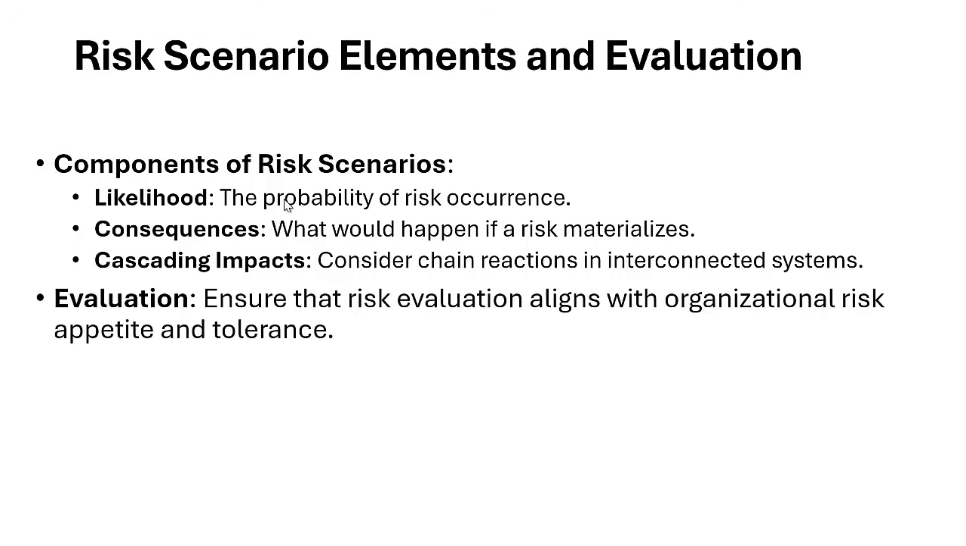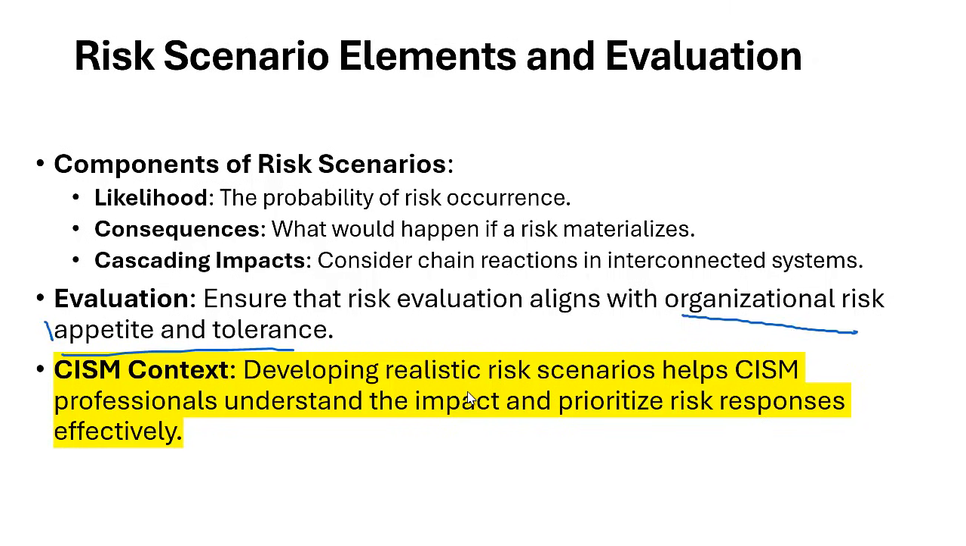So when you're evaluating, we have to make sure your evaluation is aligned with the appetite and tolerance. Remember that, okay? Your parameters must be aligned with the organization's risk appetite and tolerance, because we have to make sure that risk is always below the appetite level. So in the CISM context, we develop realistic risk scenarios which help the CISM professional understand the impact, and you need to prioritize the risk response effectively. That is part of the function.